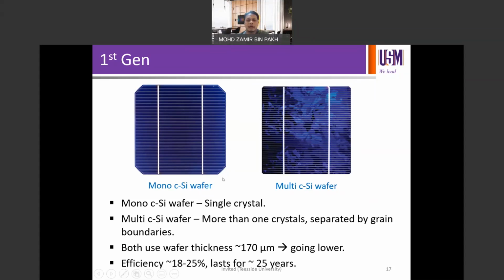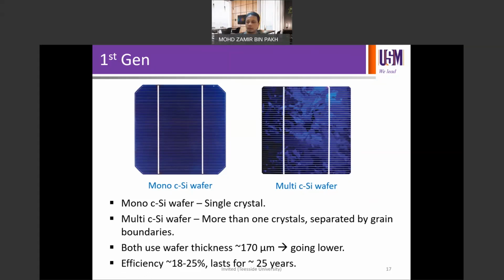On the other hand, if you look at multicrystalline silicon wafers or solar cells, you can clearly see the grains, because the grains are formed during the growth of the multicrystalline silicon wafer. The conversion efficiency of monocrystalline is slightly higher than multicrystalline.